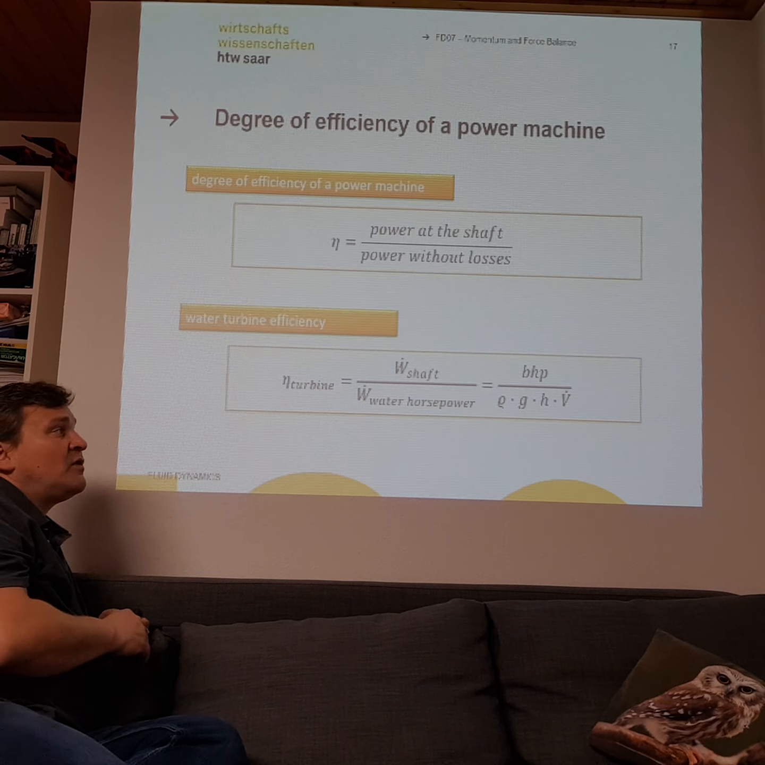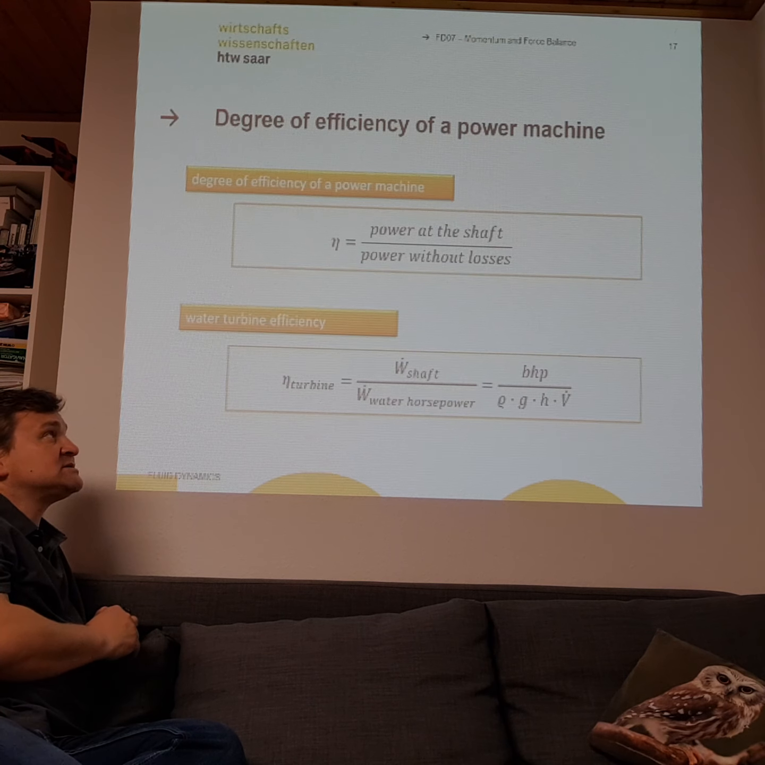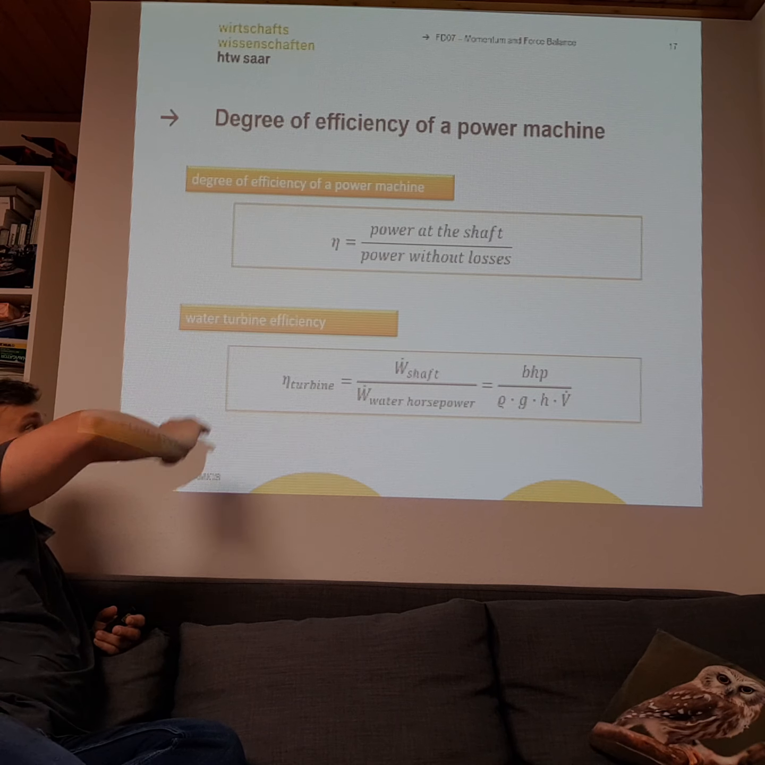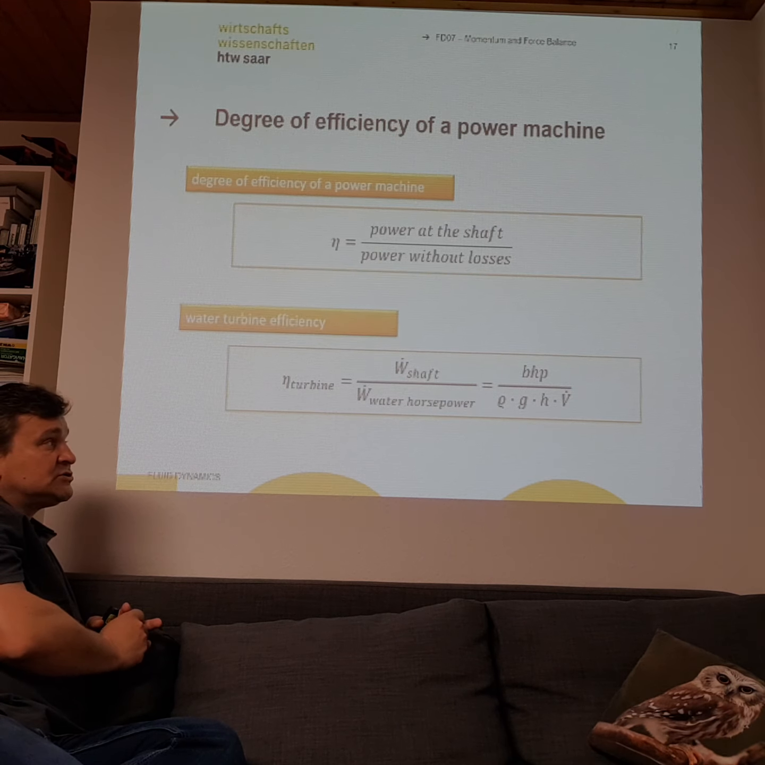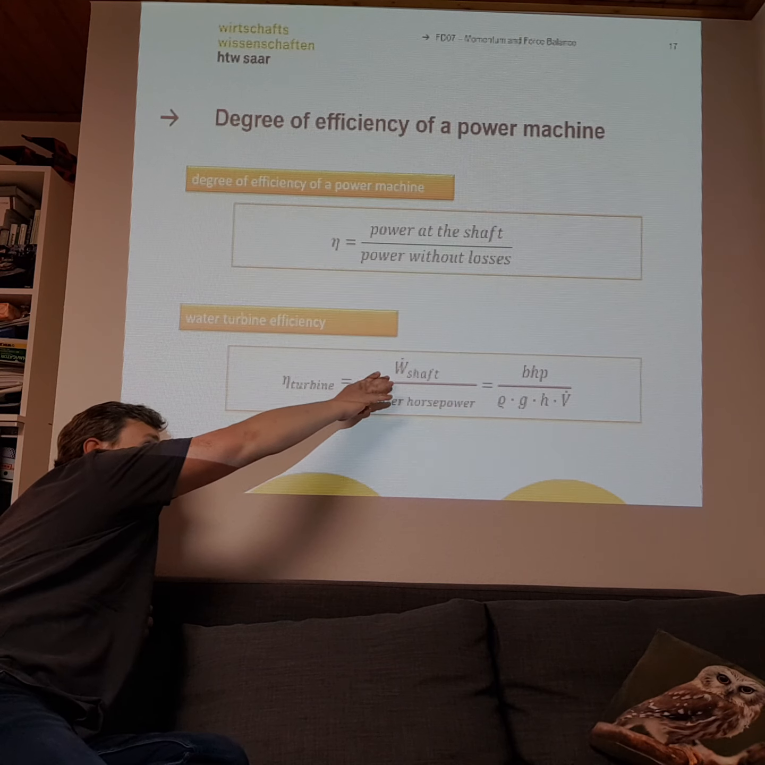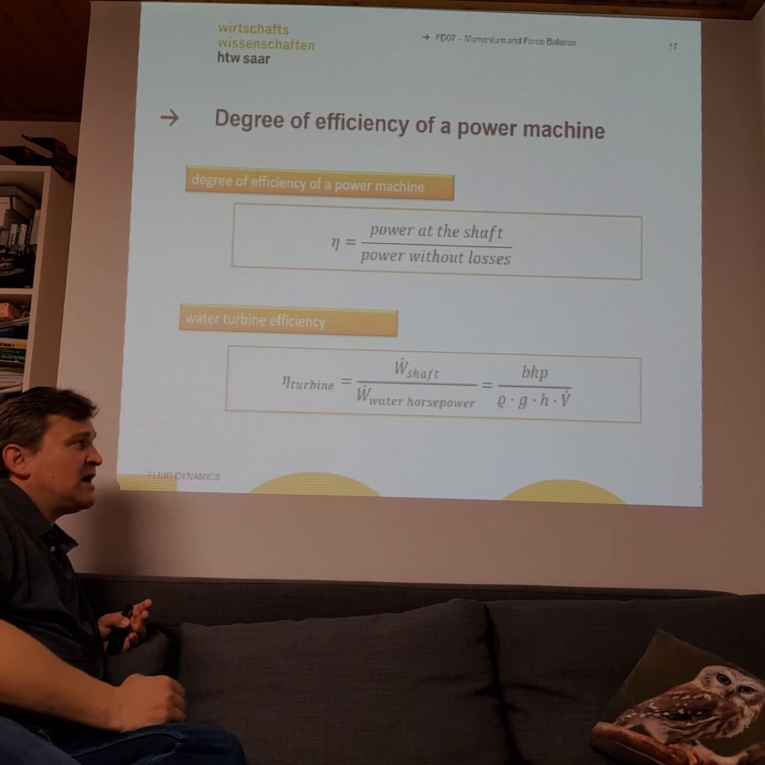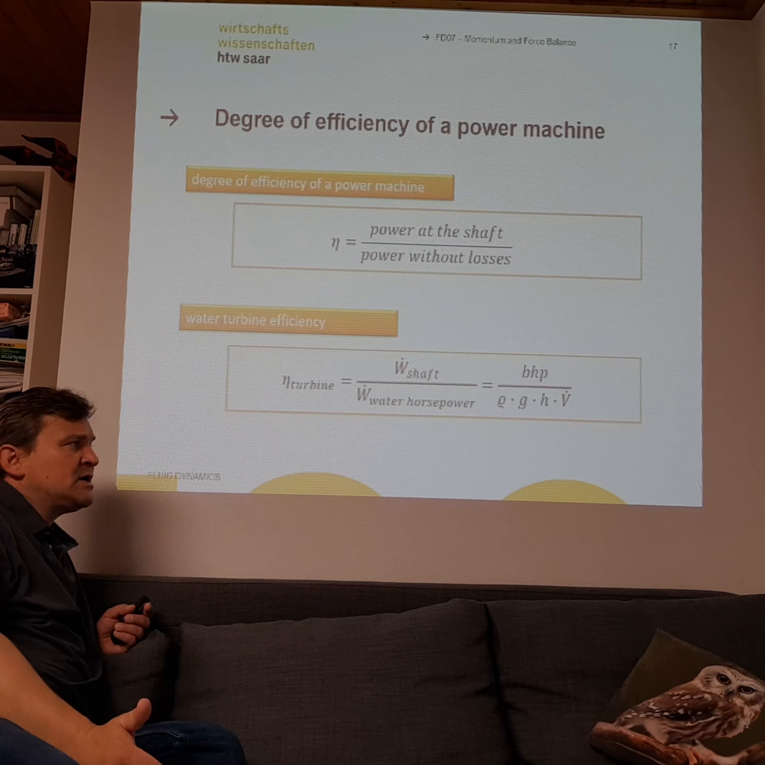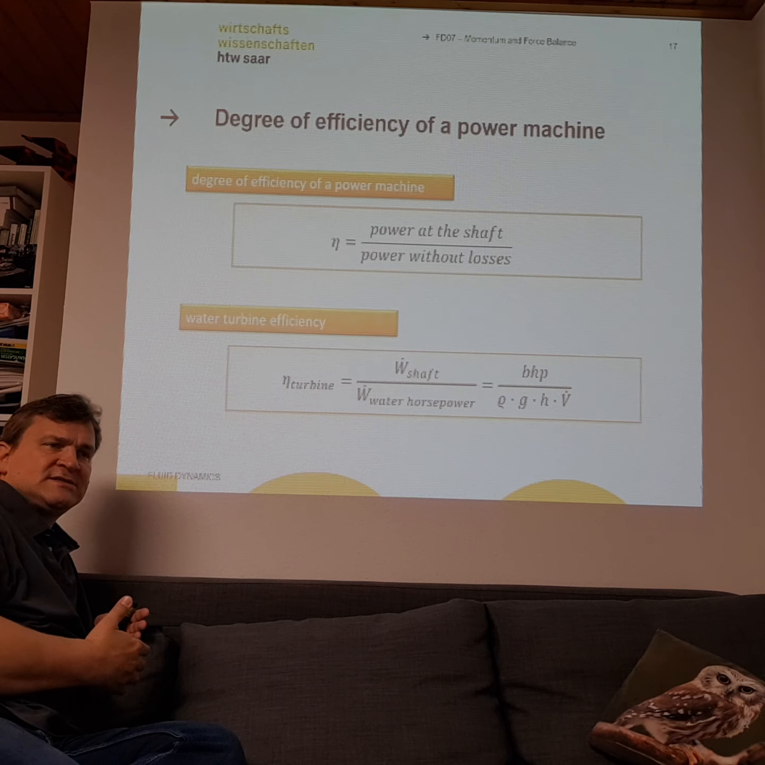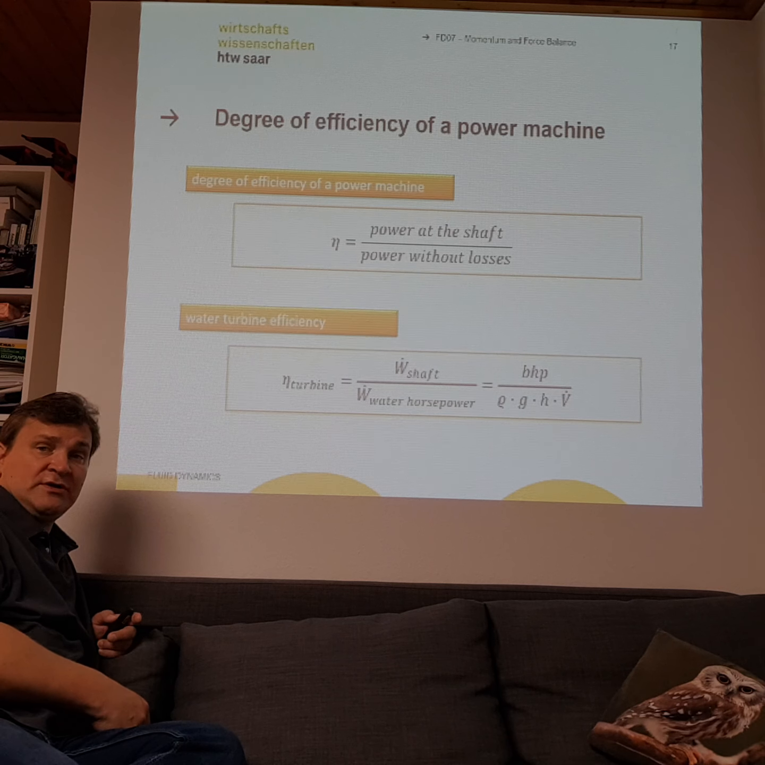Okay. Before we look closely at this complicated geometry, we want to look at the power on the shaft and the power without losses. And this is our efficiency. And the efficiency of a water turbine in general is the work on the shaft, so the power that acts on the shaft, divided by the power of the water. Yeah? And this power of the water is defined by the potential energy times volume flow.